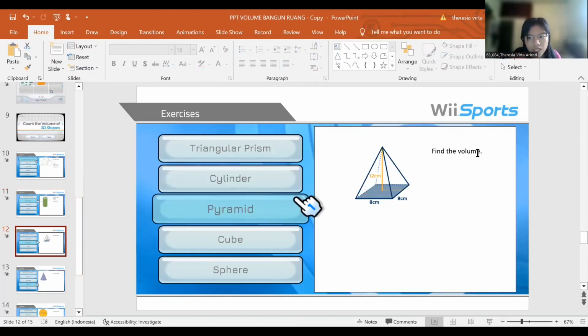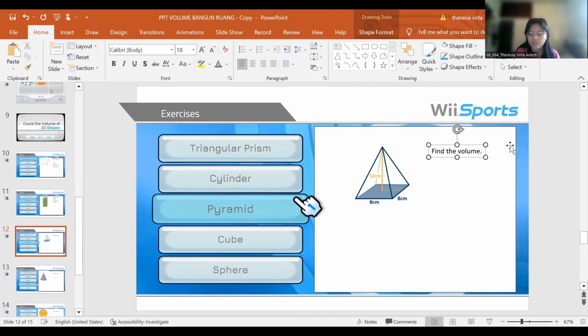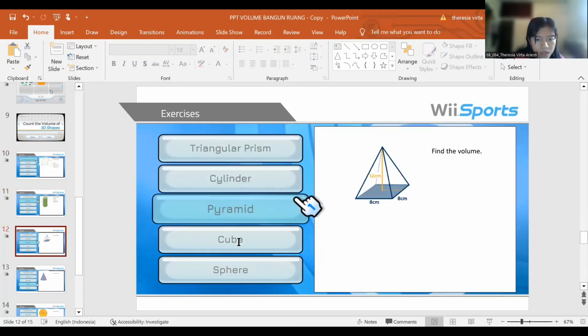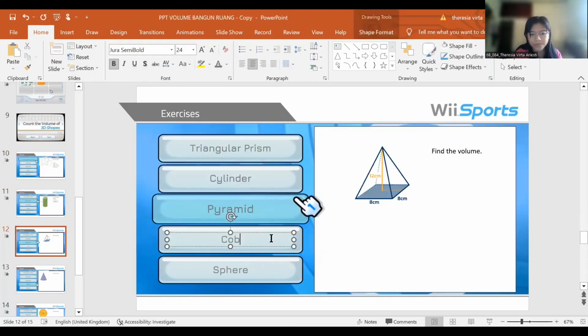pyramid. Okay, the pyramid, it's a little bit different from the prism and cylinder volume formula. So the volume formula of pyramid and cone. Oh my god, this is not a cube. This is a cone. Okay, the volume formula of pyramid and cone is 1/3 cross base cross height. So it's the same, but you put the 1/3 in front of the base and height.